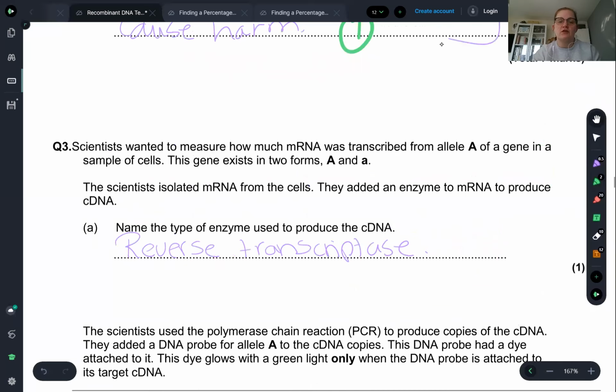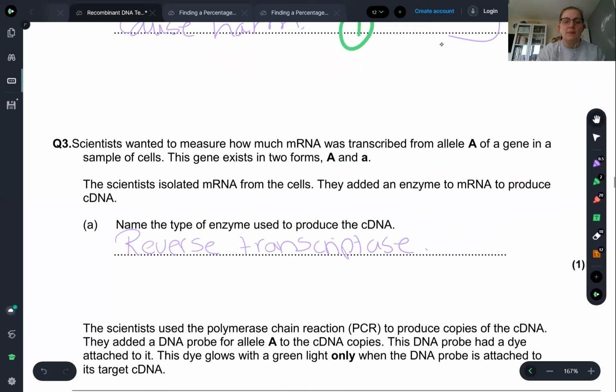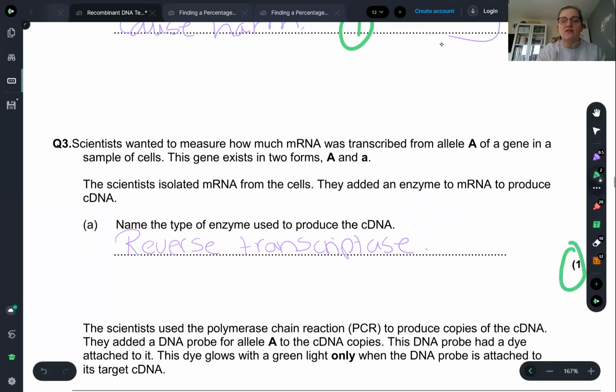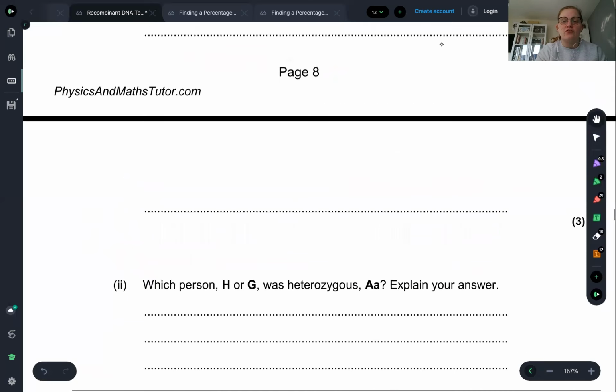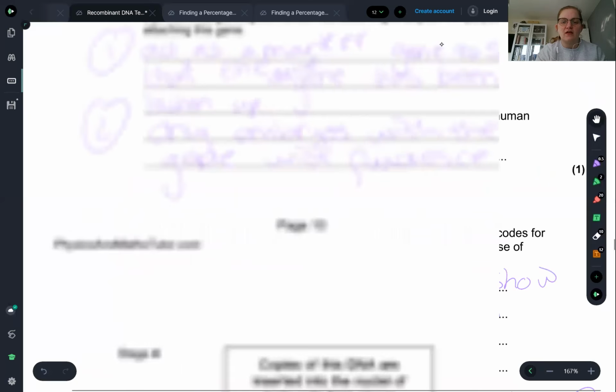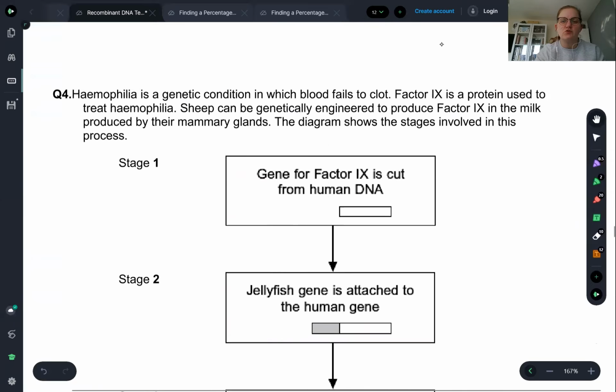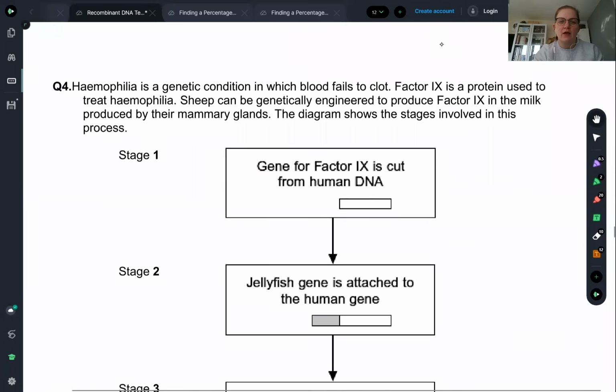The last little bit we'll do is just a quick part here. So scientists want to measure how much mRNA was transcribed from an allele. Scientists isolate mRNA from the cell. They add an enzyme to mRNA to produce cDNA. Name the type of enzyme used to produce the cDNA, and that is reverse transcriptase. So that was just, I think, a really quick overview of these questions. There's just one more that I want to have a quick look at.